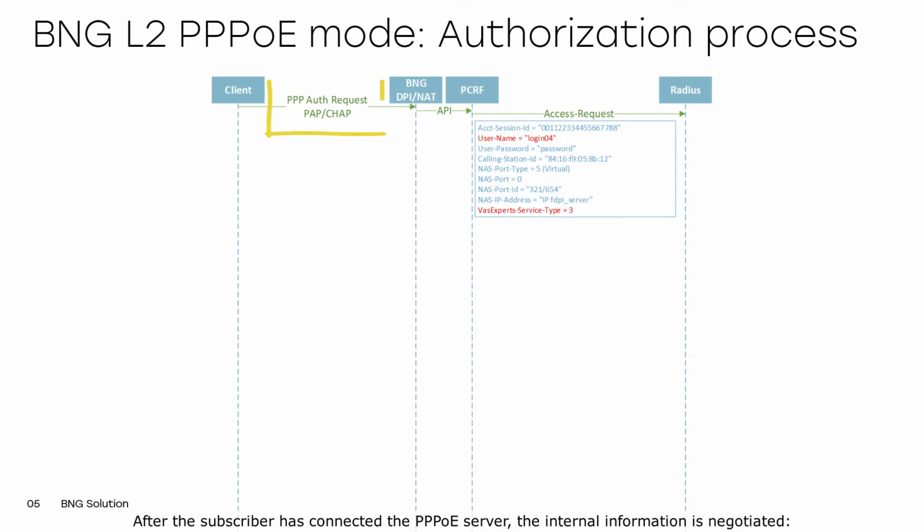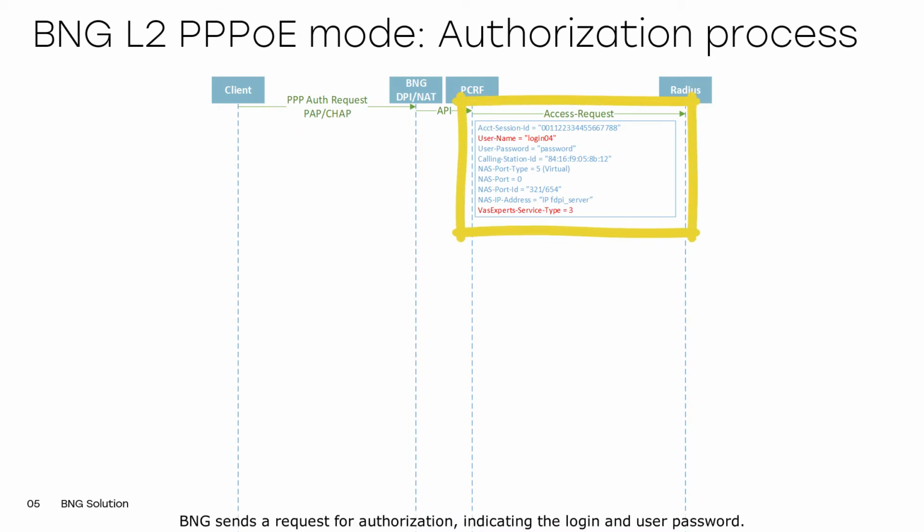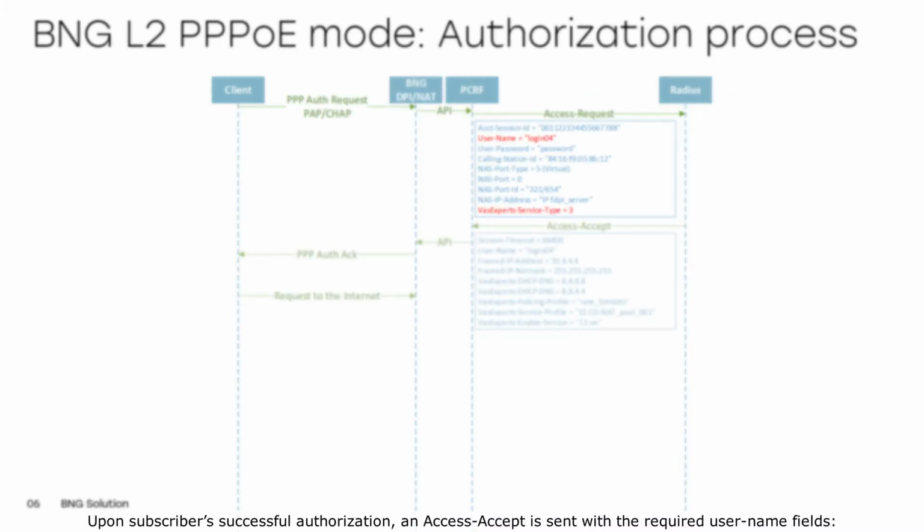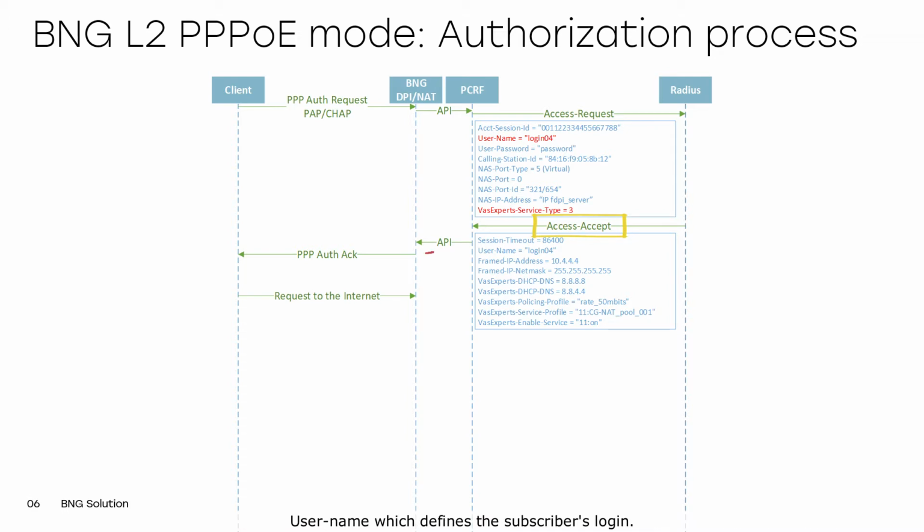After the subscriber has connected to the PPPoE server, the internal information is negotiated: authorization protocol, MRU, etc. BNG sends a request for authorization, indicating the login and user password. Upon the subscriber's successful authorization, an access accept is sent with the required fields. Username, which defines the subscriber's login. List of services and policing that are enabled for the subscriber.